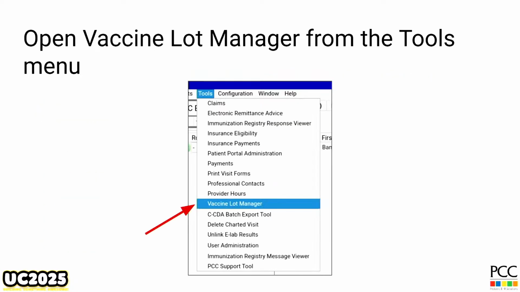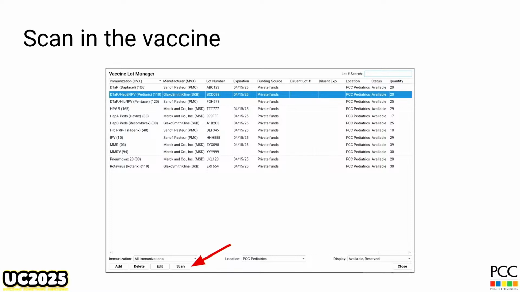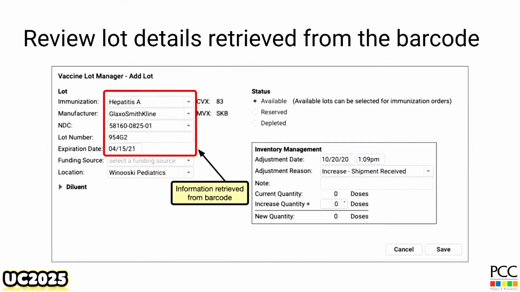And for anybody who's new here, who's never seen this tool, it's right here. So we're going to go to the vaccine lot manager, and we can click on scan, and if the lot is already in there, it can bring it up. But if it's not, and you're adding a new lot, you'll be able to add a new lot. So it's retrieving your immunization.